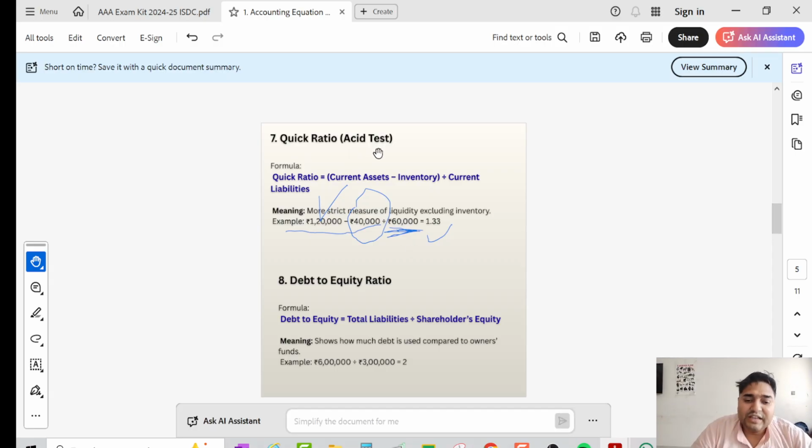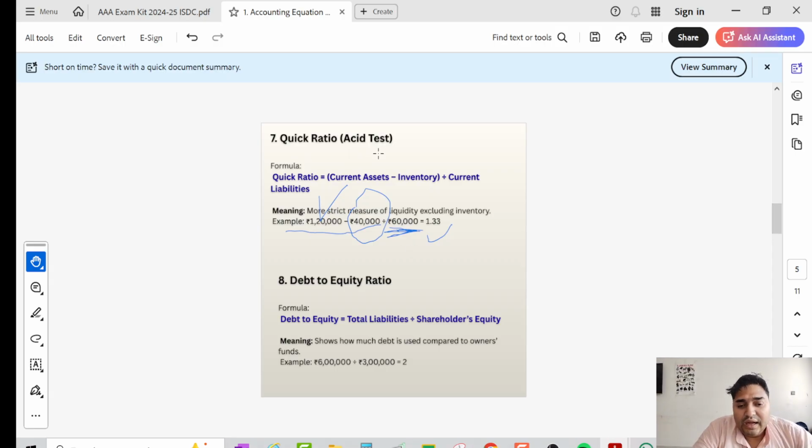There is an acid ratio, and that is called the quick ratio. Quick ratio means current assets minus inventory. It means assets easily convertible into cash against the current liability. So in my question, 120,000 is the total current assets. Out of 120,000, 40,000 is inventory. So 120 minus 40,000, it means 80,000 is the quick assets against the liability of 60,000. It means 80,000 divided by 60,000, which comes to 1.33.